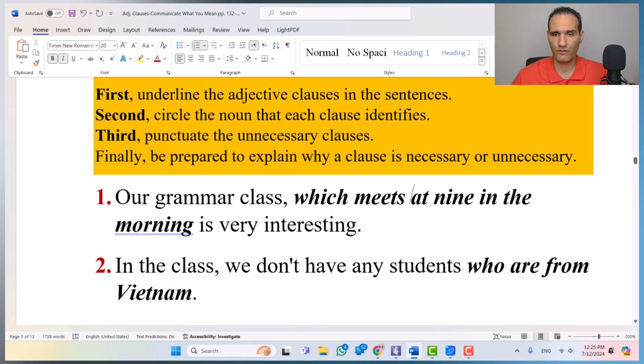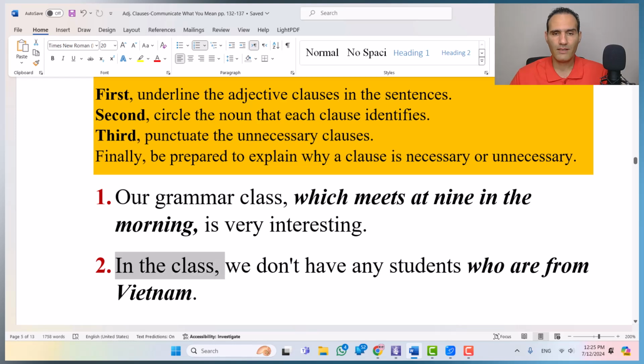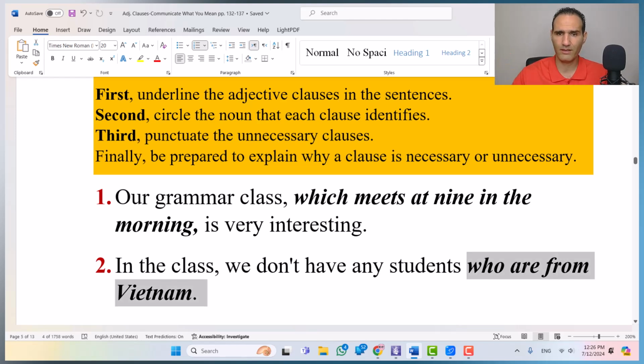Our grammar class, which is held at 9 in the morning, is very interesting. But if someone studies languages and they have 2 or 3 grammar classes, then it should be a necessary adjective clause. Our grammar class that meets, in that context. In the class, we don't have any students. Is it possible? No. We don't have any students who are from Vietnam. So we are selecting some from the rest.